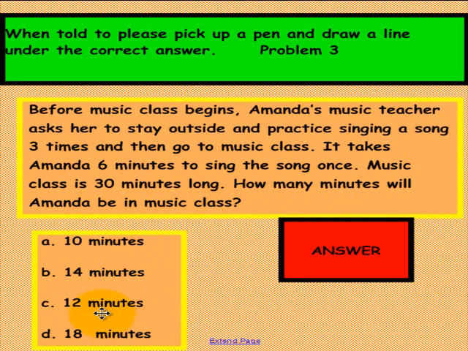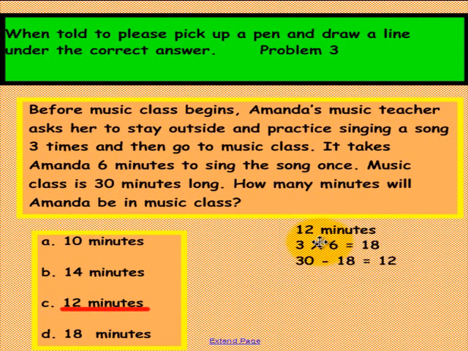Your answer should have been 12 minutes. Why is that? Well, 3 times 6 is 18, and 30 minutes is the class. Minus 18 is 12. If your answers match ours, outstanding. Please have another student come up to the smartboard, and while they're doing that, please erase your answer. Thank you.